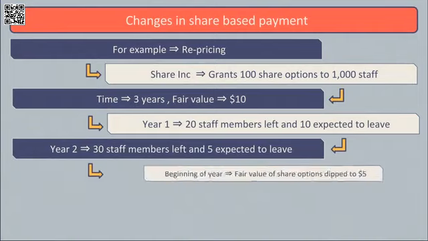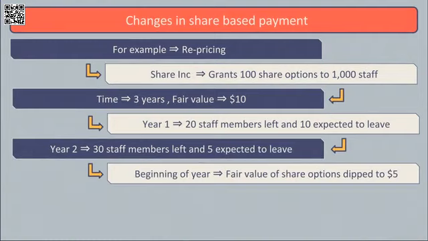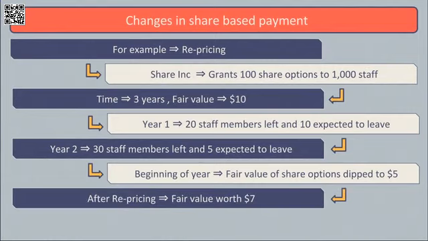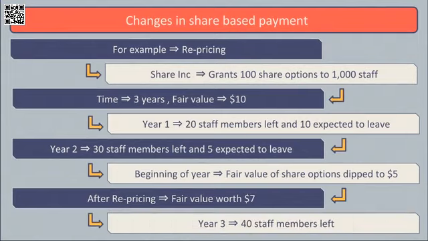At the beginning of the year, the market value of the shares has fallen, and the fair value of the share options has dipped to $5. The management decide to reprice the share options. Prior to the repricing, the fair value was $5. Now they are worth $7. In year 3, 40 staff leave. How are these transactions reflected in the financial statements?